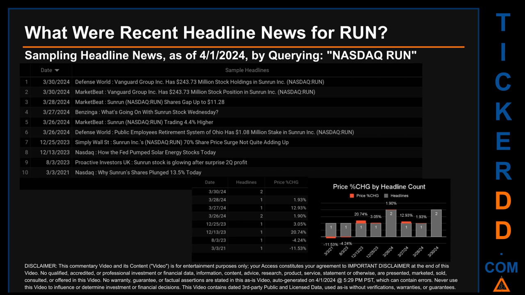The latest publication date of Saturday, March 30, 2024, was actually the day with the highest percentage change in price. It saw a price jump of 20.74%.